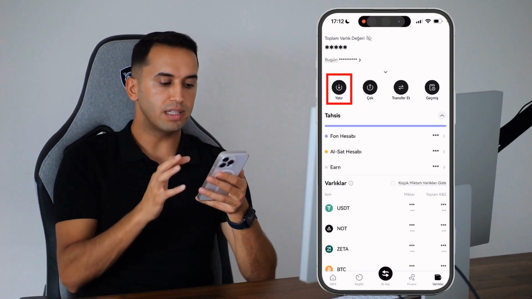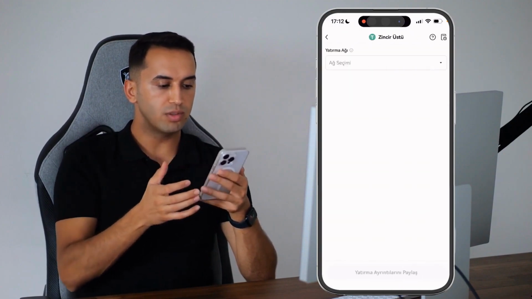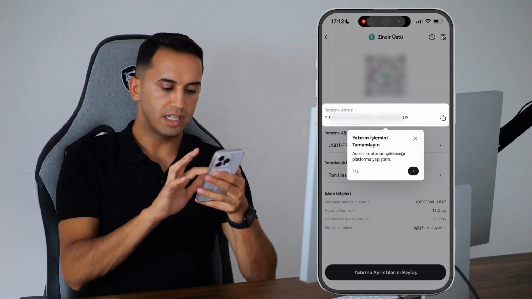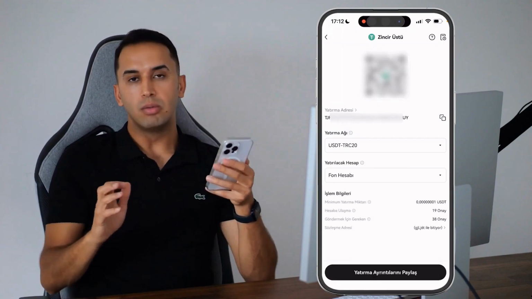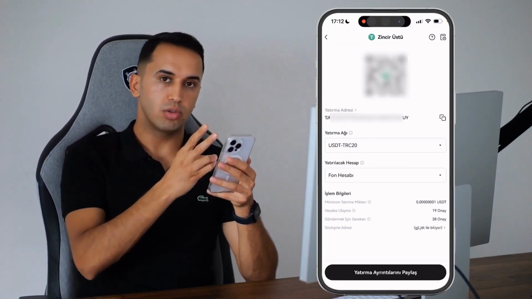Now, I will deposit Tether in the assets section. I selected deposit crypto. Here, I selected USDT. As for the network, I chose Tron. I am copying my address. Look, there are 3 things you need to pay attention to when making a money transfer. The coin itself. I will transfer USDT.